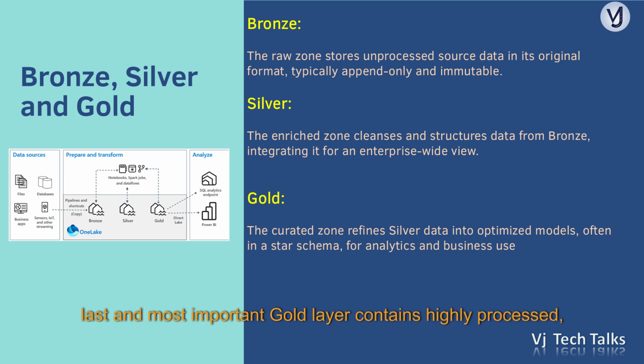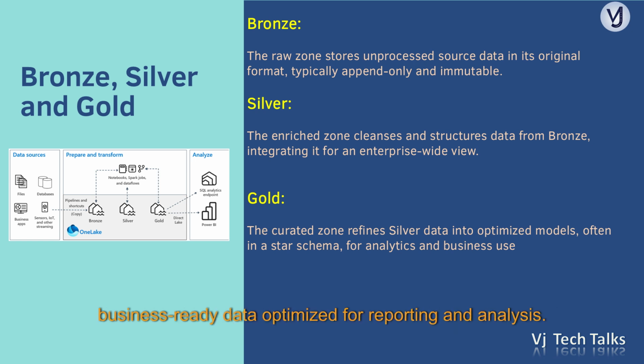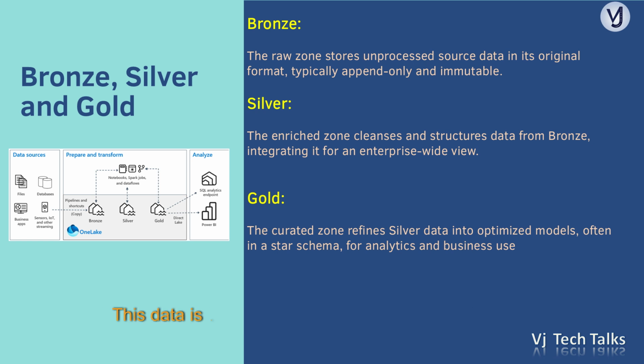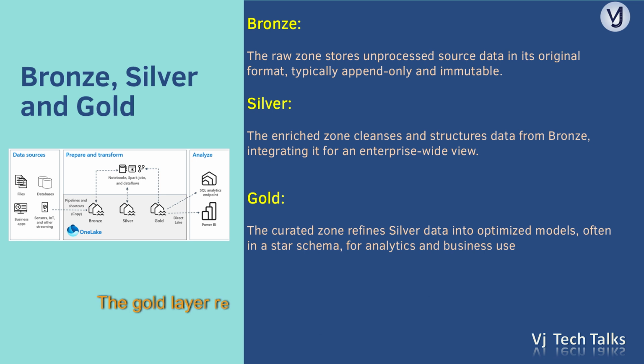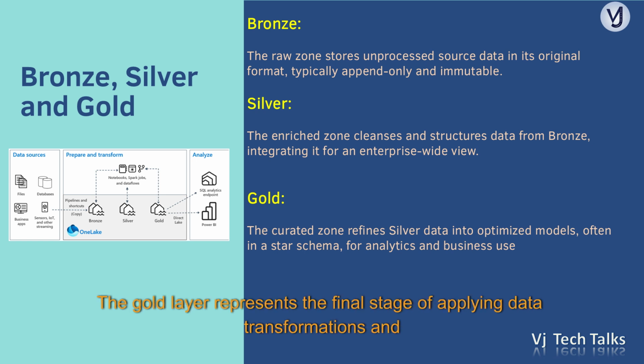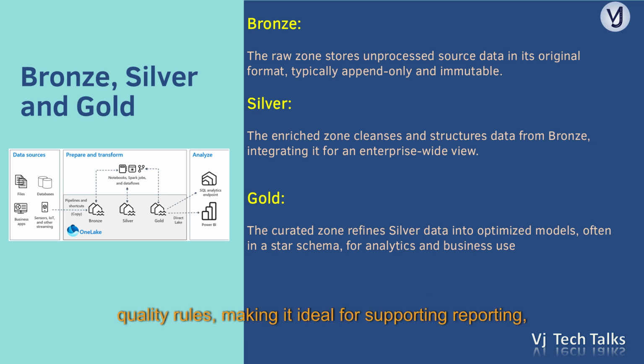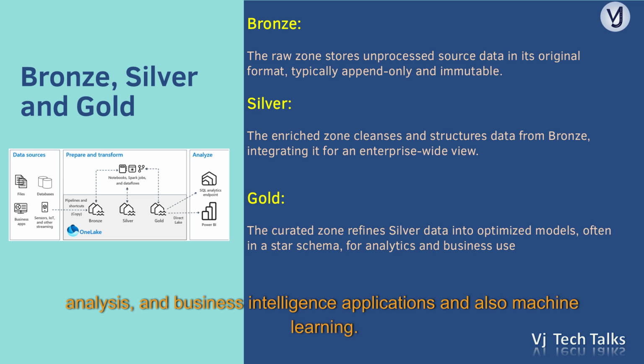Last and most important, the gold layer contains highly processed, business-ready data optimized for reporting and analysis. This data is structured into subject-specific databases and employs denormalized, read-optimized data models with minimal joins. The gold layer represents the final stage of applying data transformations and quality rules, making it ideal for supporting reporting, analysis, and business intelligence applications, and also machine learning.